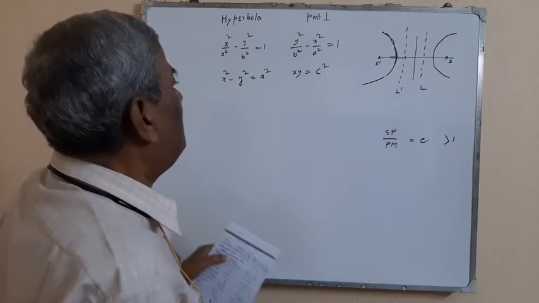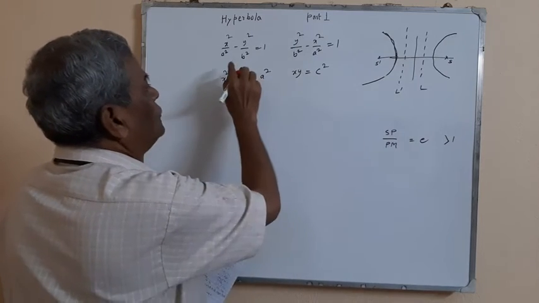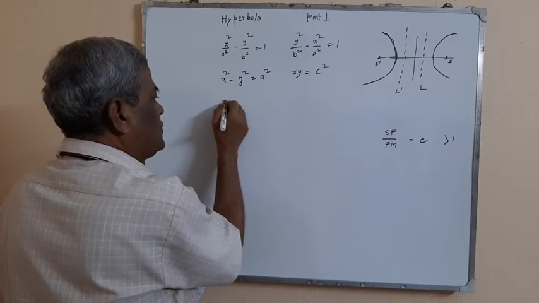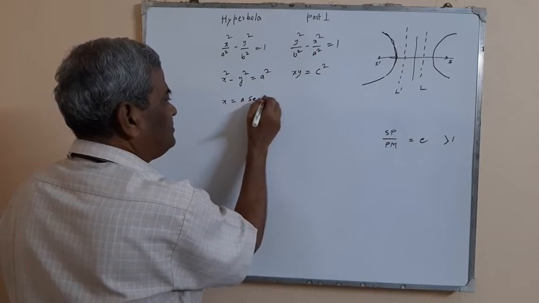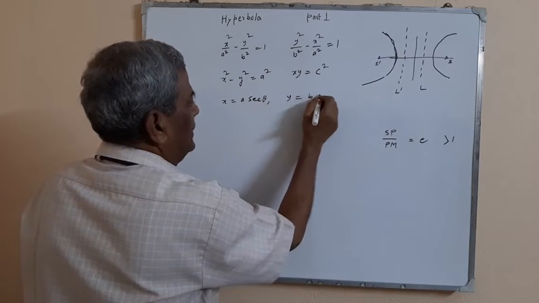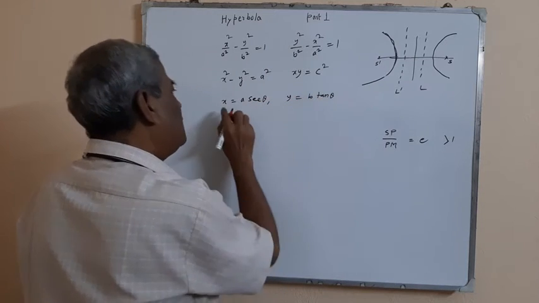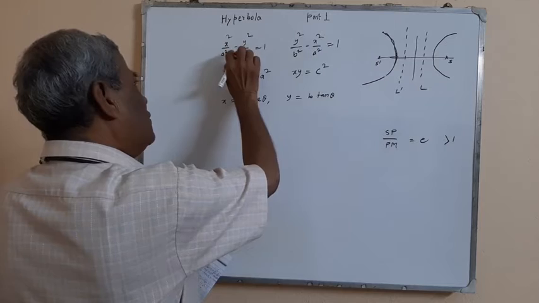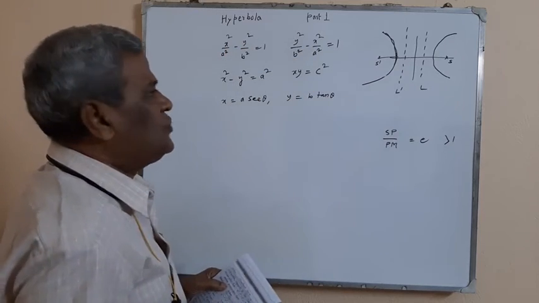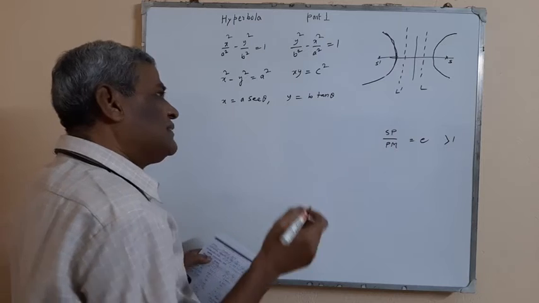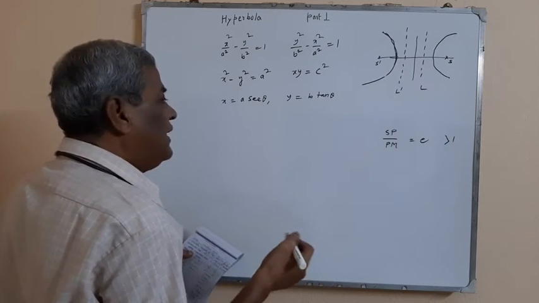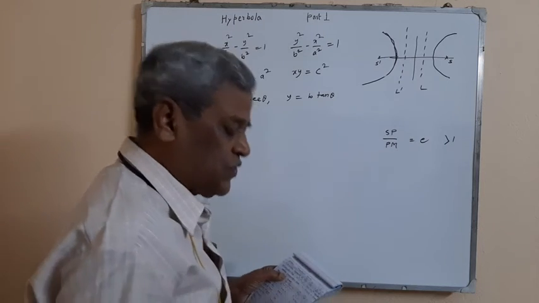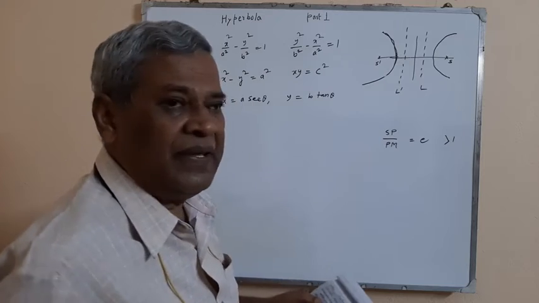Parametric representation of the hyperbola, either this or that, is x is equal to a sec theta, y is equal to b tan theta. Because if you put x is equal to a sec theta and y is equal to b tan theta, either over here or there, it will be satisfied. And the advantage, just now I told you, is that x and y both are expressed only in terms of single variable theta.